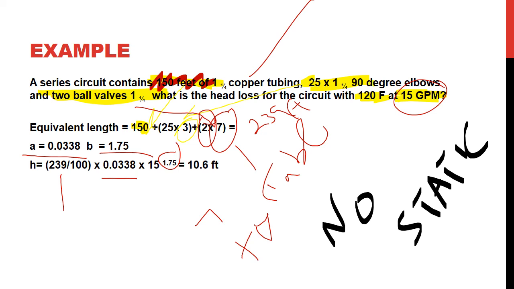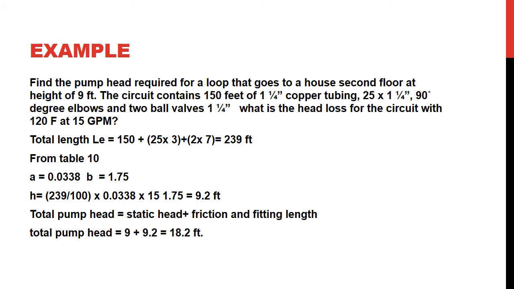Okay, that's an example. Another example: if we were to find the pump head required for a loop that goes to a house, second floor, at the height of 9 feet. The circuit contains 150 feet of 1¼ copper tubing and 25 90 degree elbows. Makes sense, you can have a lot of 90 degree elbows. 2 ball valves. What is the loss of the circuit? It seems like everything is the same, right? However, this time we have a second floor, which means we have static. So there is static.